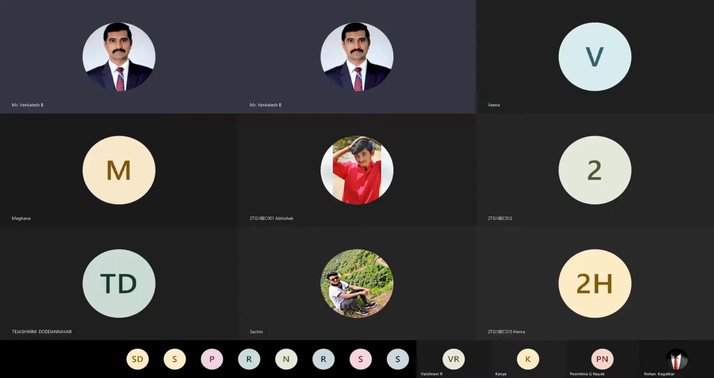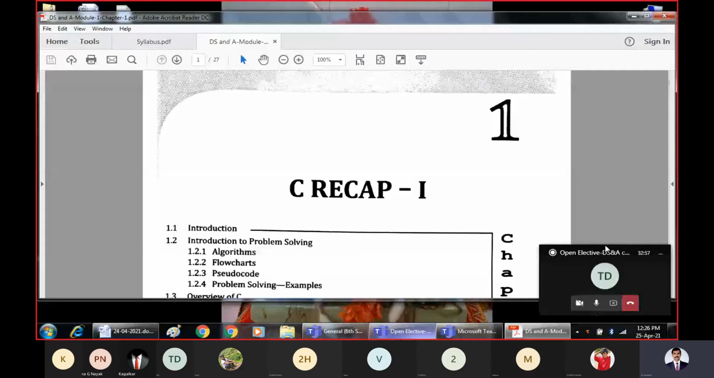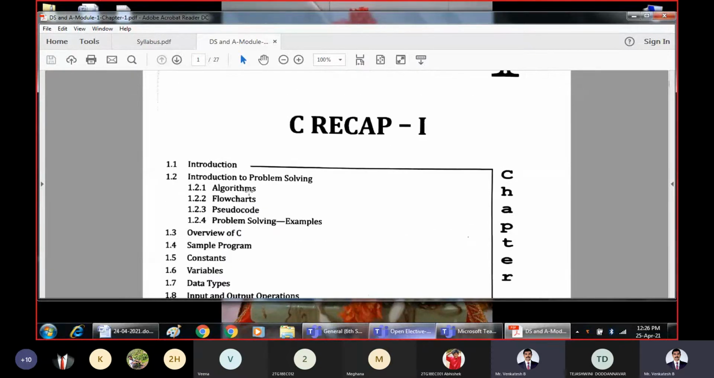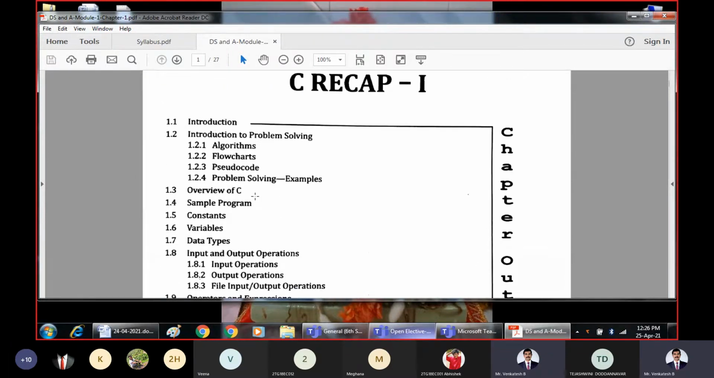This is the very first chapter in the textbook. As you can see, the contents of this chapter is first we are giving a brief introduction about algorithms and flowcharts and pseudocode. Then we will study basics of problem solving. Different examples will be studied. Then we look into the overview of C. So your actual content starts from overview of C.